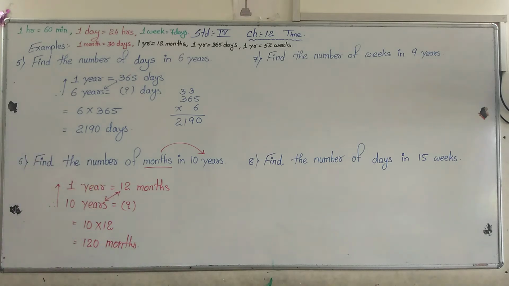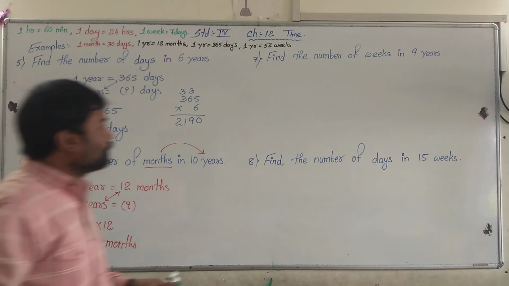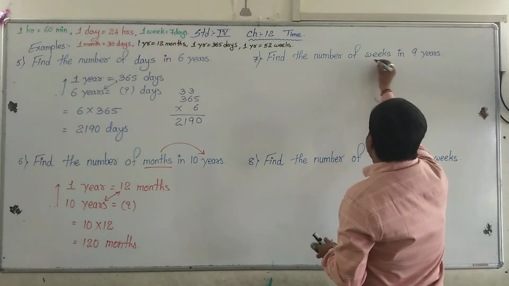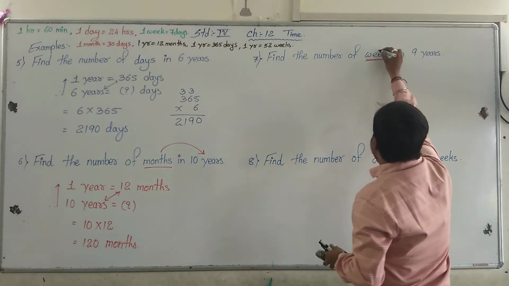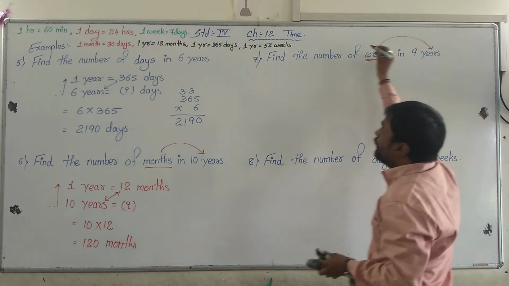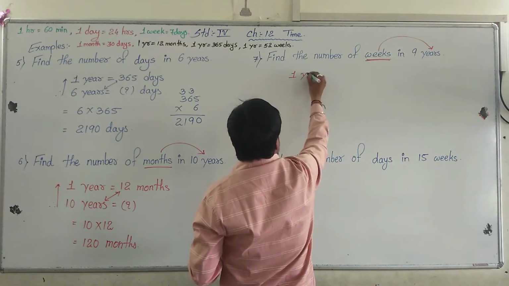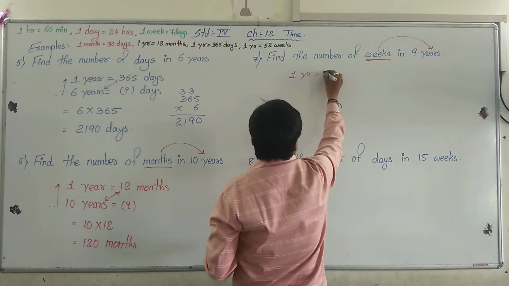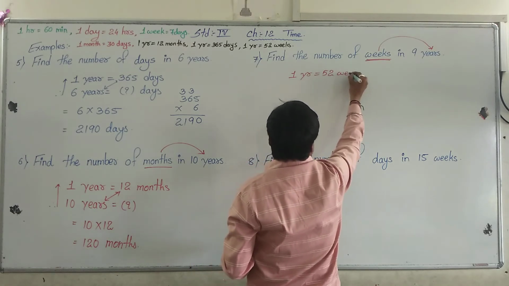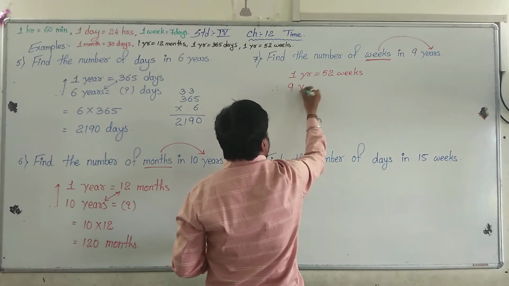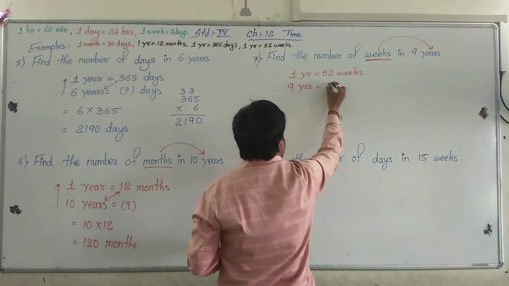Months. Right? Okay. Find the number of weeks in 9 years. The conversion of weeks and years. Again we are very familiar that in 1 year, how many weeks are there? 52 weeks are there, right? So therefore, for 9 years, how much?